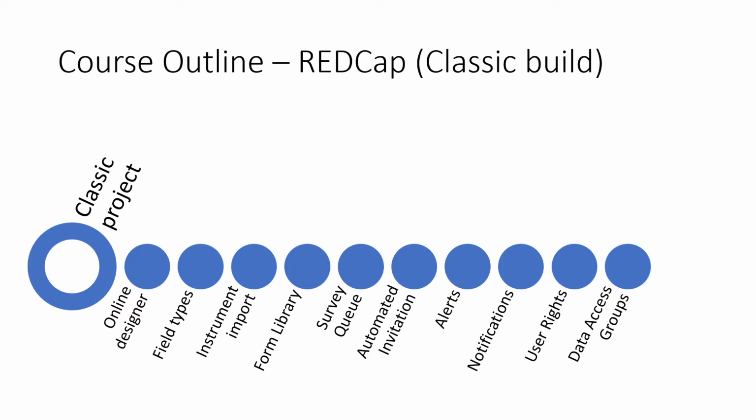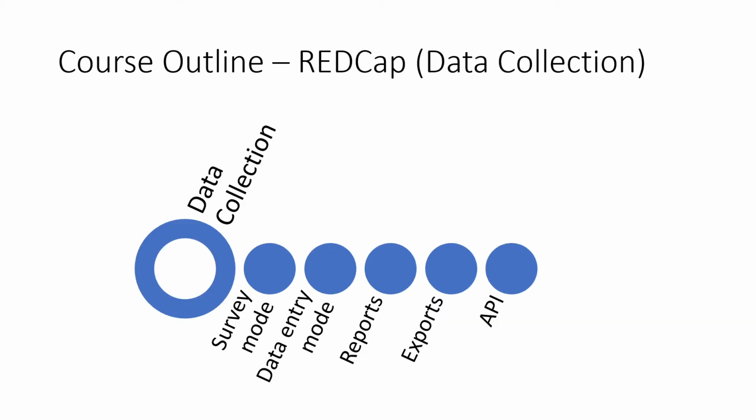You'll be able to learn how to build a participant-facing collection form and a research-facing collection form. We'll teach about user rights and data access groups and how to limit access to your projects. Once we have the build created, we're going to move into data collection, where you will learn how to collect data in the survey mode, how to collect data in the data entry mode, and then we will view that data using reports and exports. I will also touch on the API function.